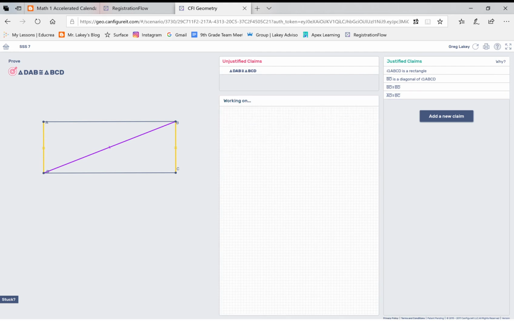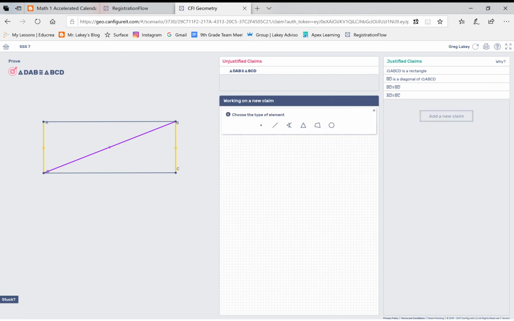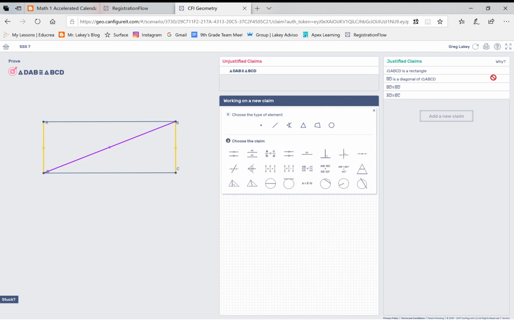So now we can go to add a new claim. Let's do AD congruent to BC one more time so we can see where that came from. Yeah, we're kind of pulling out a different shape we haven't talked about yet, but it'll help. So let's type in there one more time. If you didn't get it, AD is congruent to BC.